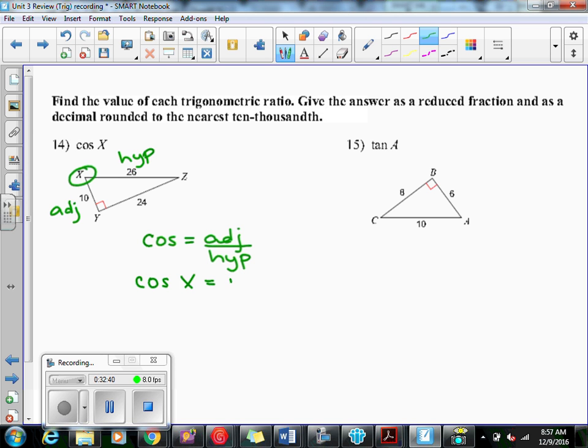So it'll be 10 over 26. Now, if you can reduce that 10 over 26, you should reduce it. And 10 over 26 reduces to 5 over 13.